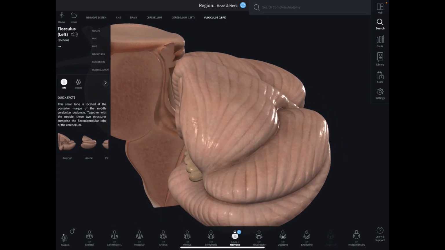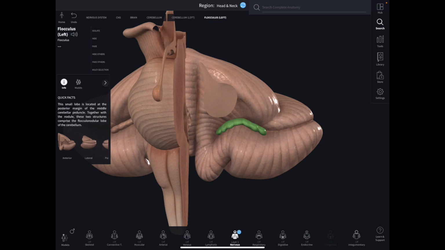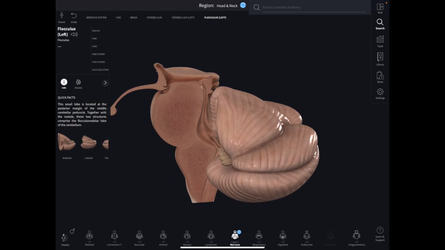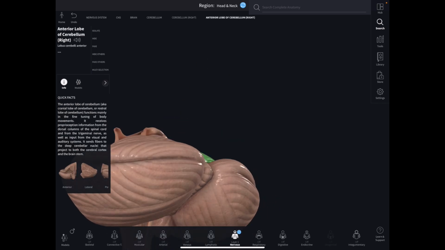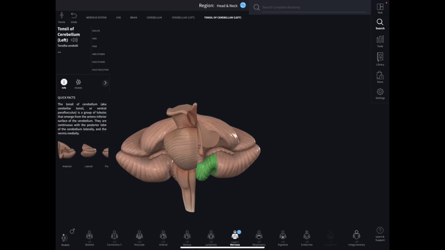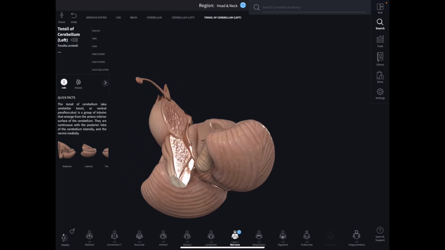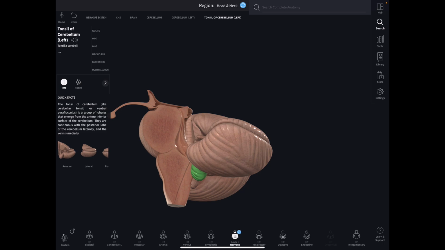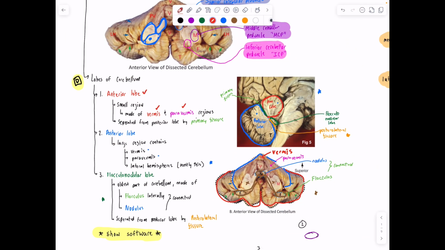And then here we have the flocculus, and if we were to continue in, we would see the nodulus connected to it. All right, so that's about it. And yeah, it's not too bad. Anterior lobe, posterior lobe is much bigger. And then we haven't talked about it yet, but we have the tonsils. And the tonsils of the cerebellum are the part that can go through the foramen magnum, and again, we'll see that in just a second. All right, so we got our anterior lobe, posterior lobe, and flocculonodular lobe.